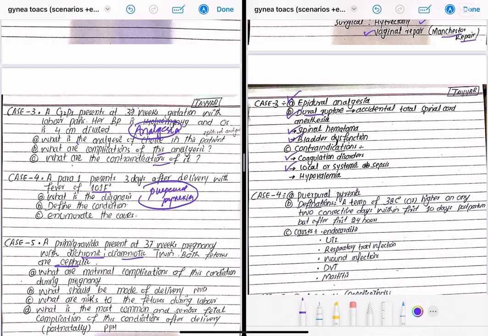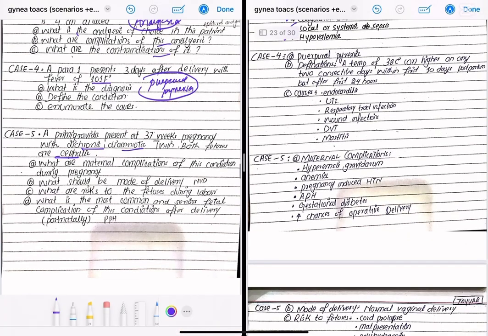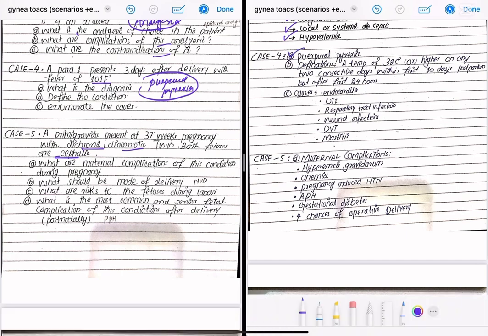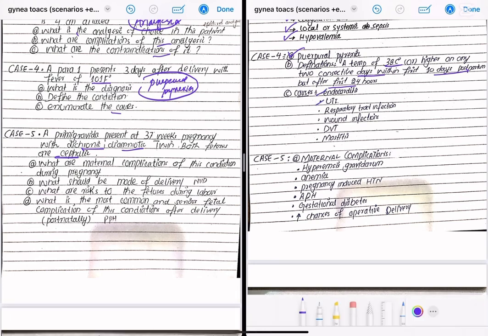The fourth question is that a para 1 presents 3 days after delivery with a fever of 101 degrees Fahrenheit. So what is the diagnosis? It is puerperal pyrexia. What is the definition of puerperal pyrexia? It is a temperature of 38 degrees C or higher on any 2 consecutive days within the first 10 days postpartum, after the first 24 hours. What are the causes? Enumerate the causes. These are endocarditis, UTI, respiratory tract infection, wound infection, DVT, and mastitis. These can lead to puerperal pyrexia.